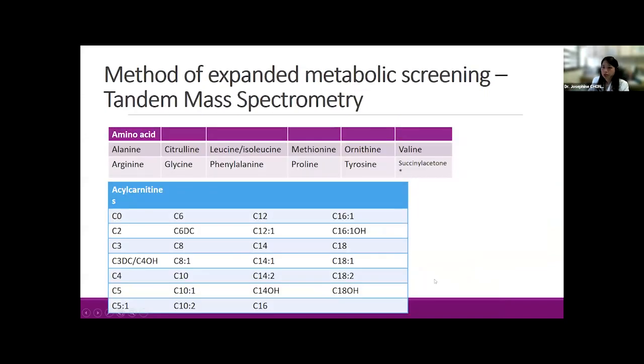Because all these collections are really important to ensure a correct and precise analysis for the different metabolites, including the amino acid panels and also the acylcarnitine panels, with different analytes shown here on two tables.